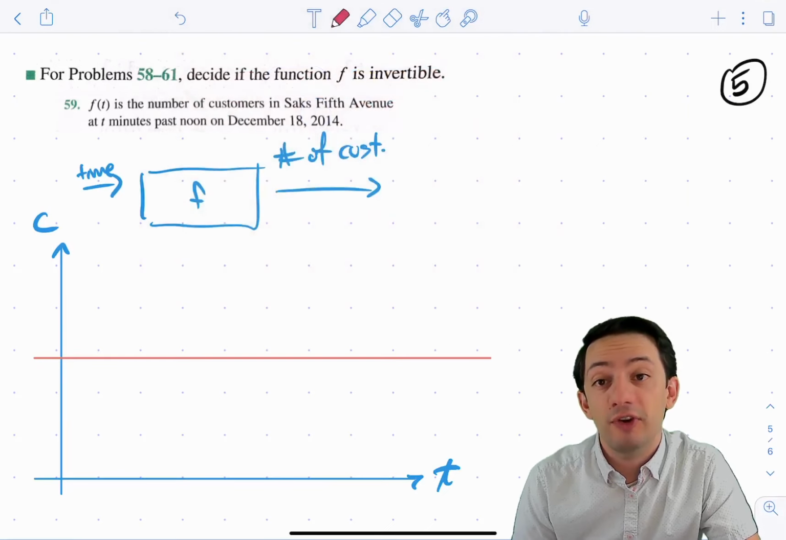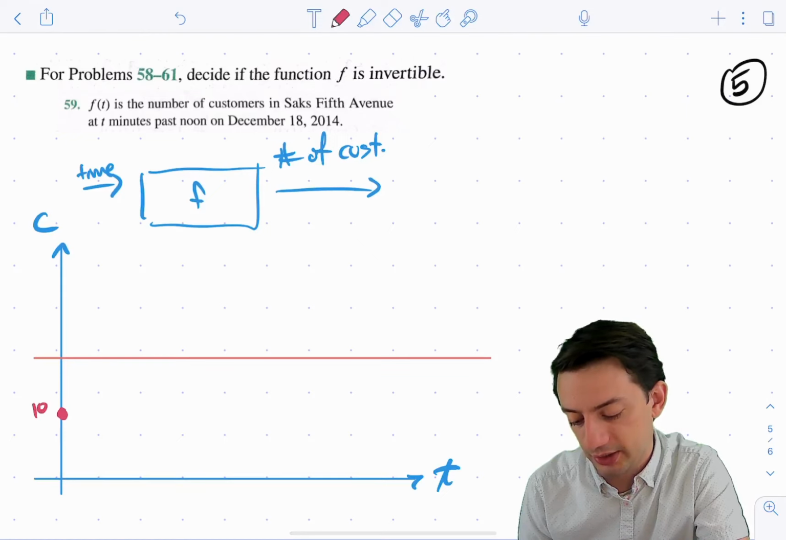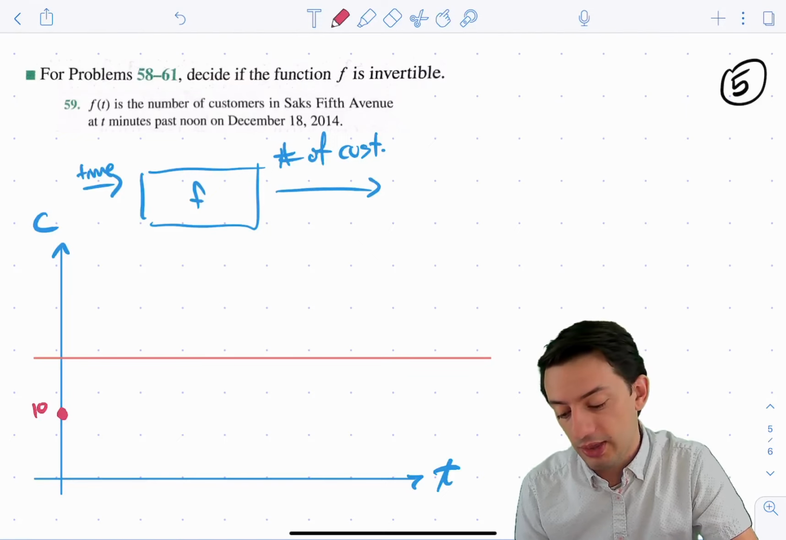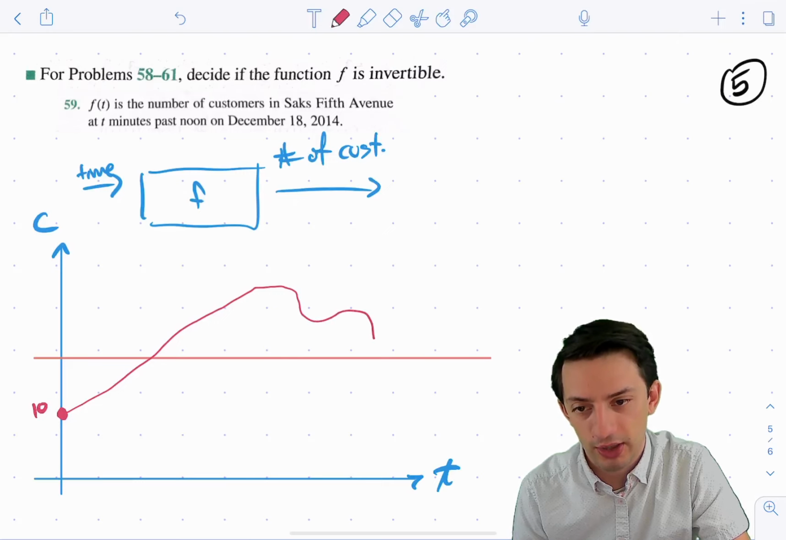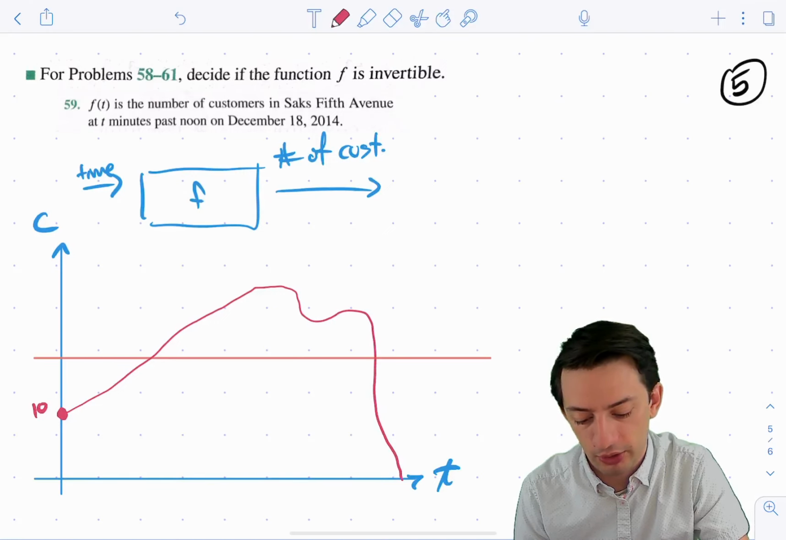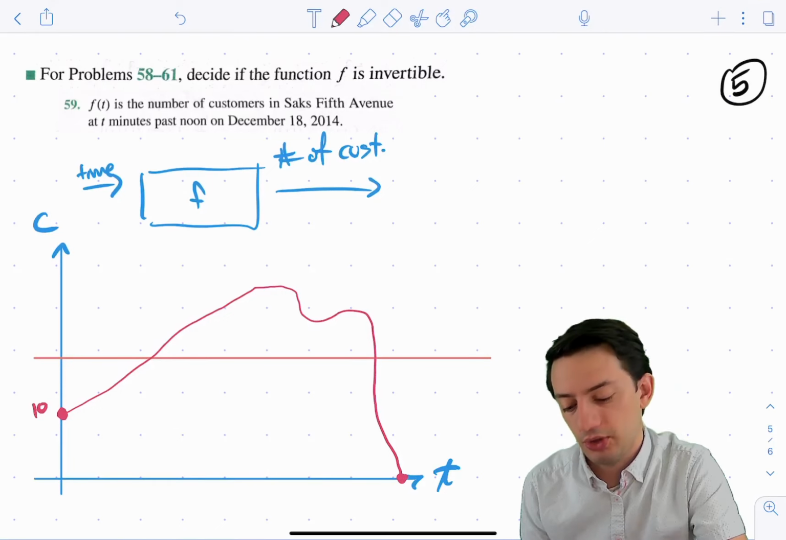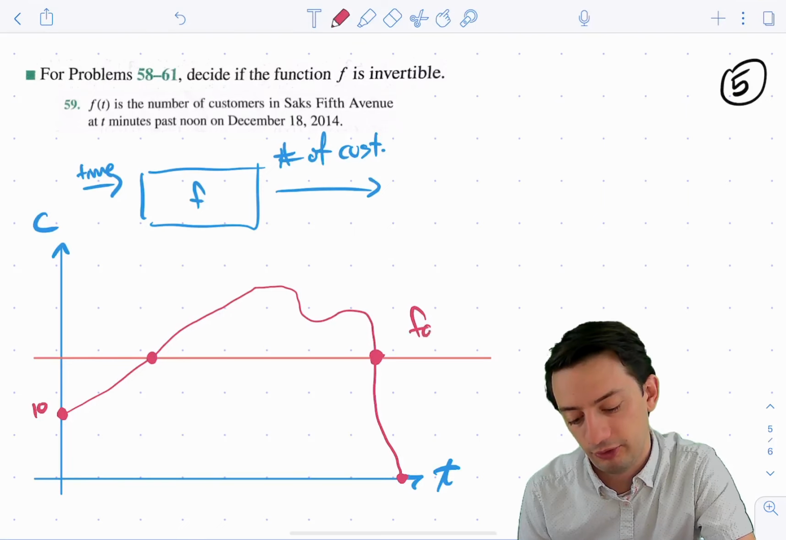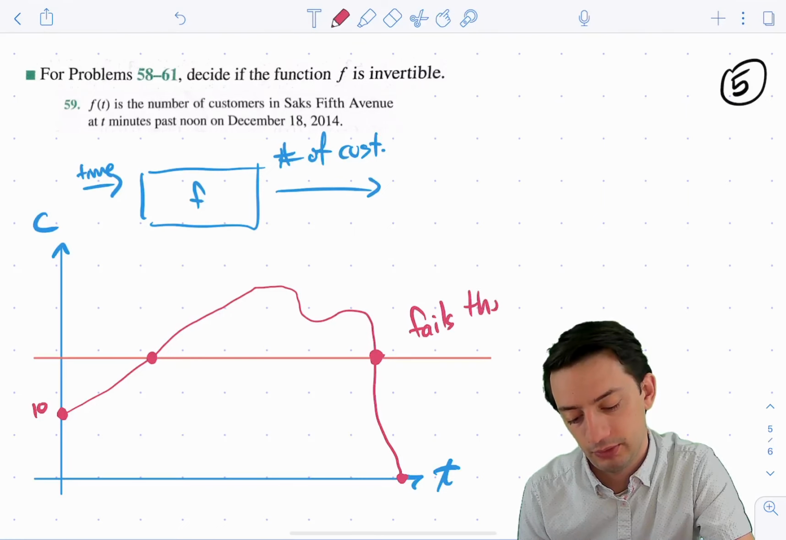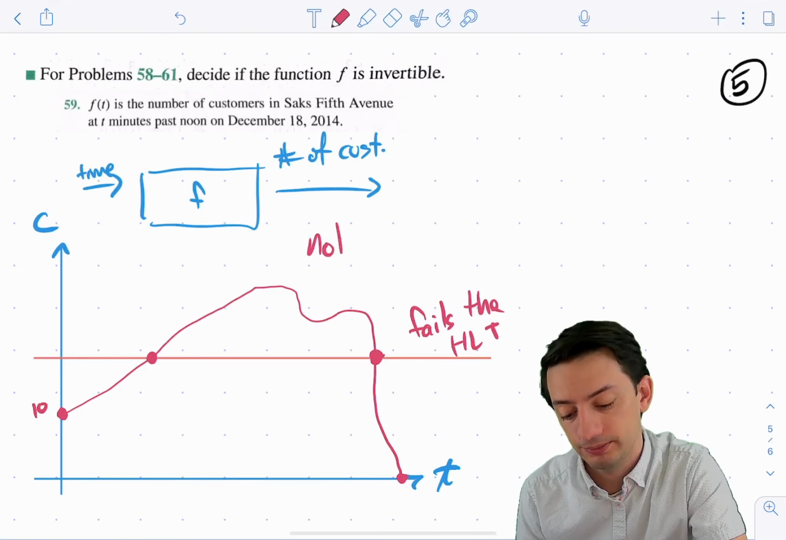And the answer is, for this function, of course it's possible. Maybe you start out at noon with 10 customers, and then you go throughout your day and you have more customers, and then it levels off and maybe increases more and then falls, and then eventually by the time you close, you have 0 customers. So this passes through this horizontal line twice. So it fails the horizontal line test, and so it's not invertible.